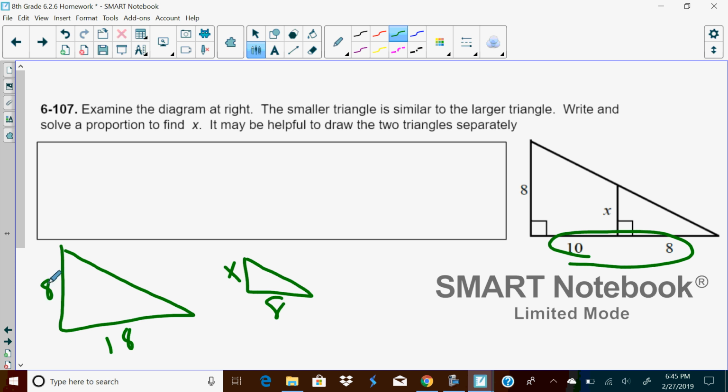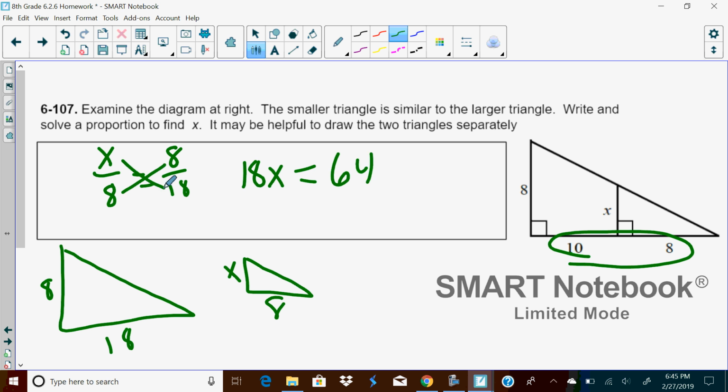So to write a proportion, I do x over 8 equals 8 over 18. So I get 18x equals 64 after I cross multiply. Divide by 18. So I get x equals 3.5 repeating.